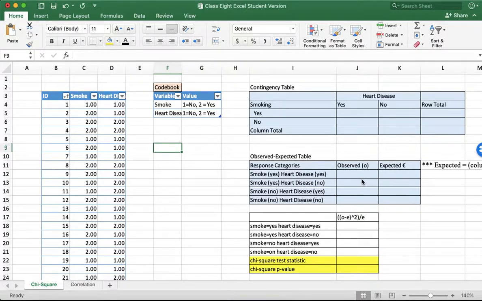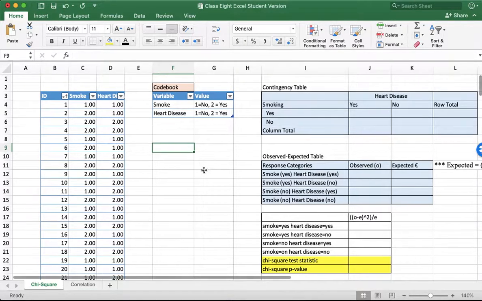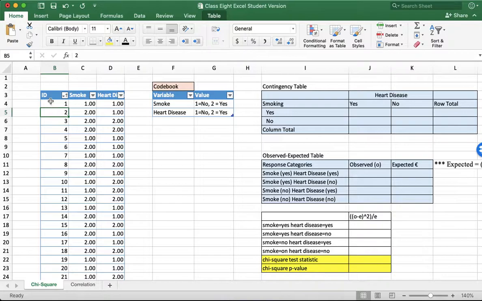So for our example, what we are going to be looking at is the relationship between two variables that were measured on a binary or dichotomous scale, where 1 for each variable indicates a no and 2 for each variable indicates a yes. The two variables are whether or not someone smokes and whether or not they also have heart disease. So here our data table is represented by an ID for each person and then a value for whether they smoke and whether they have heart disease.